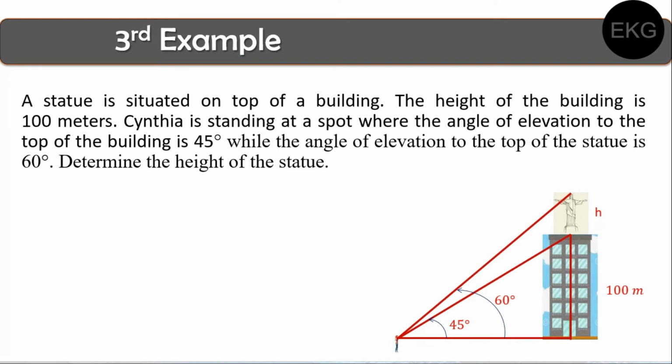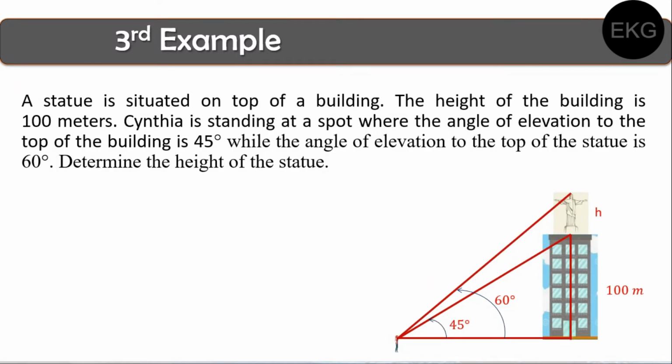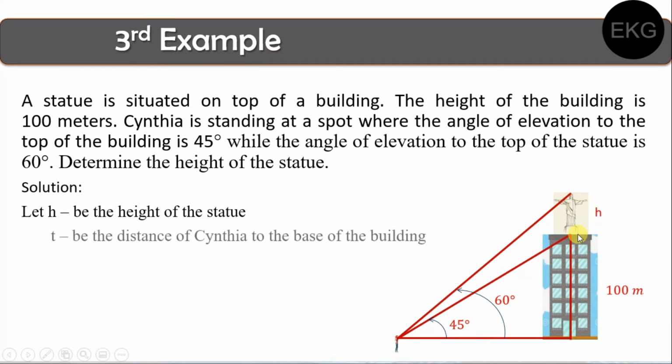Now, to start the solution, we let h be the height of the statue, and t be the distance of Cynthia to the base of the building. So itong distance na to, from the base of the building papunta kay Cynthia, we let that as the variable t. Bakit kailangan nating mag-let ng variable dito? Bakit hindi na lang h? Kasi yun lang yung hinahanap.